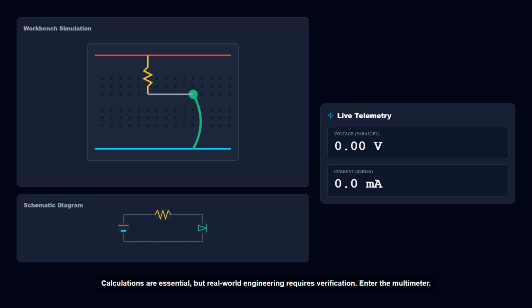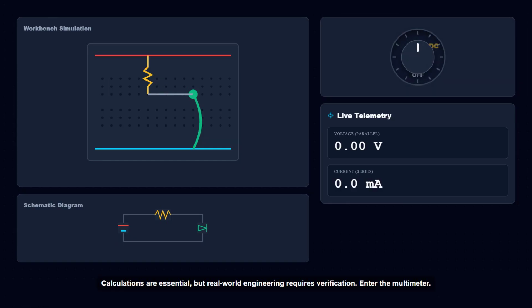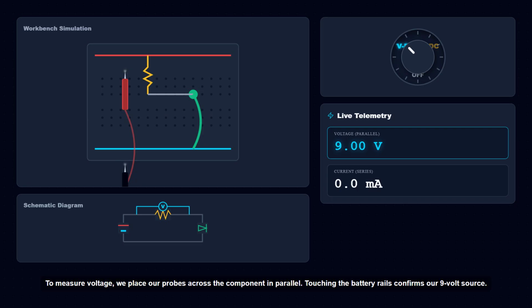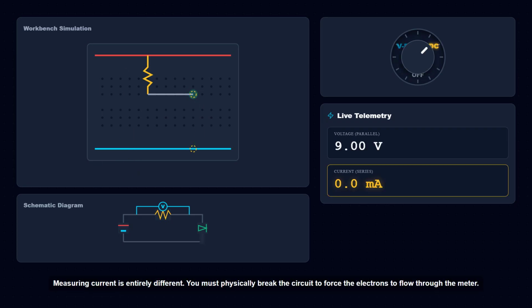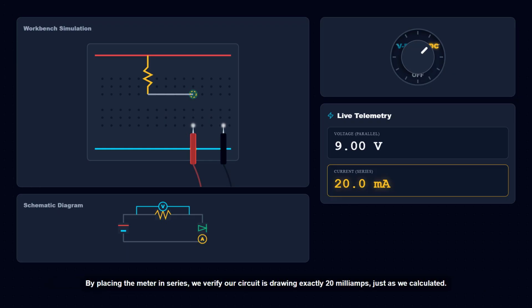Calculations are essential, but real-world engineering requires verification. Enter the multimeter. To measure voltage, we place our probes across the component in parallel. Touching the battery rails confirms our 9-volt source. Measuring current is entirely different. You must physically break the circuit to force the electrons to flow through the meter. By placing the meter in series, we verify our circuit is drawing exactly 20 milliamps, just as we calculated.